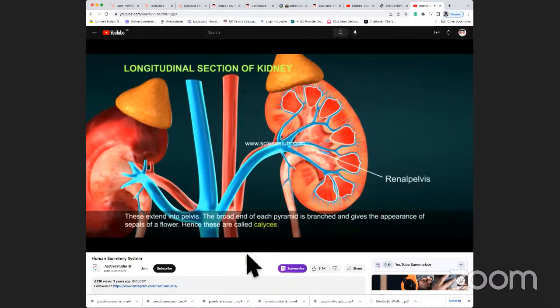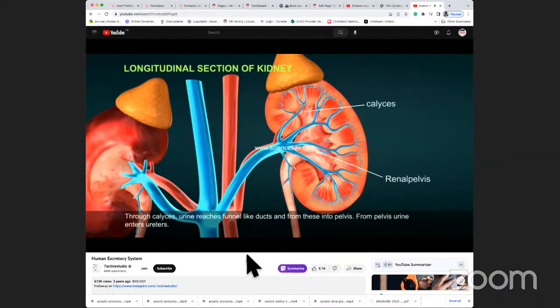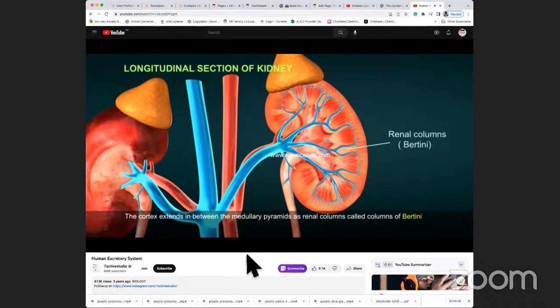The broad end of each pyramid is branched and gives the appearance of sepals of a flower. Hence, these are called calyces. Through calyces, urine reaches funnel-like ducts, and from these into pelvis. From pelvis, urine enters ureters. The cortex extends in between the medullary pyramids as renal columns, called columns of Bertini.